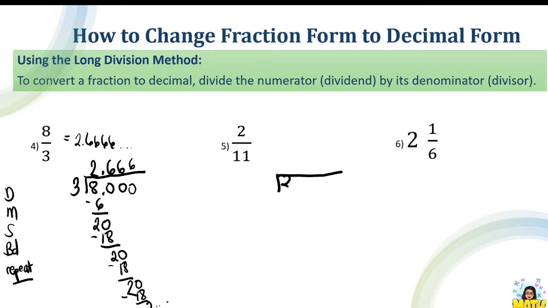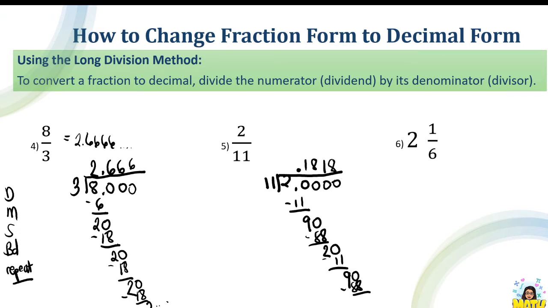2/11 means 2 divided by 11. So here, we cannot divide 2 by 11, so we can add a decimal point and 0. 20 divided by 11 is 1. Multiply, subtract, then add 0. Divide, so we can have 8 here. 8 times 11, that's 88. Subtract 2. Add another 0 to continue the division process. That's 1 times 11. That's 11.